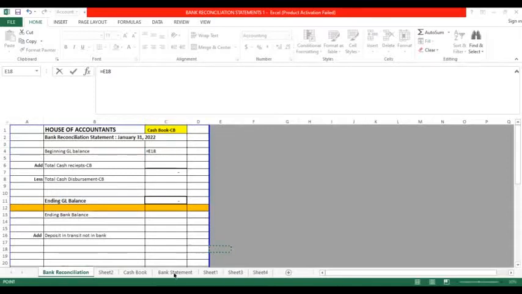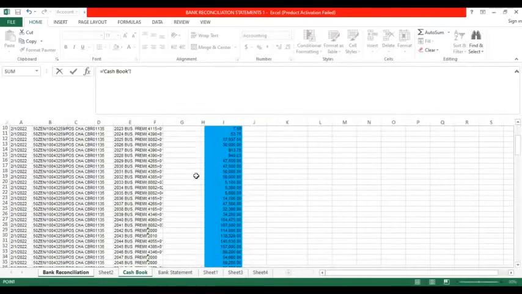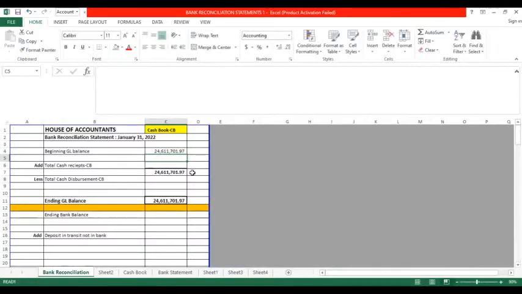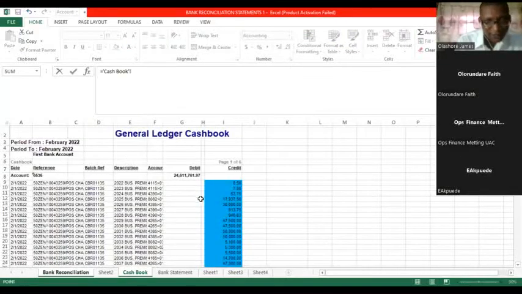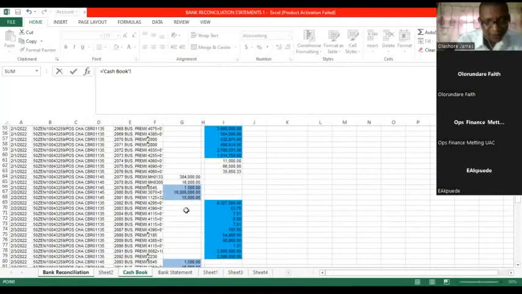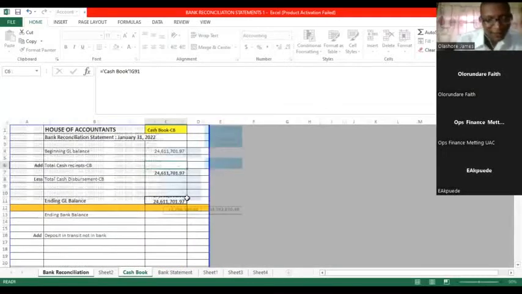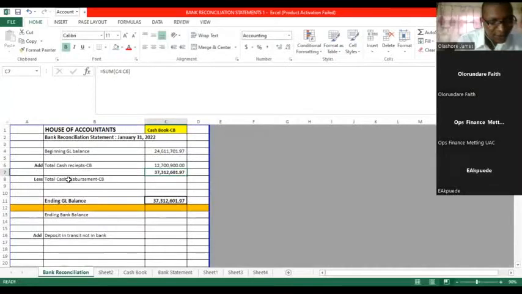Okay. Our closing balance in ledger will be, this is the opening figure in ledger. Then what is the total cash received? Cash received means all the debit balance. So we take from here and come to cash. The total debit balance is this figure.